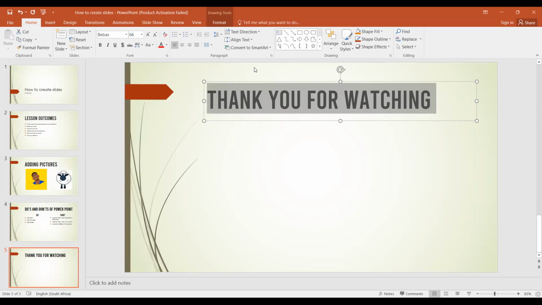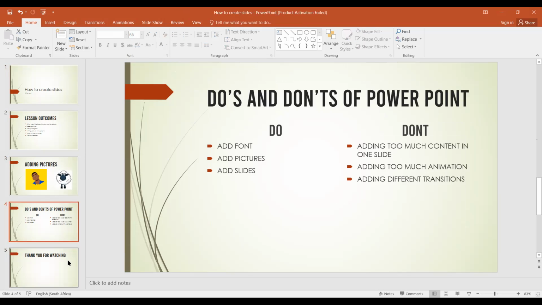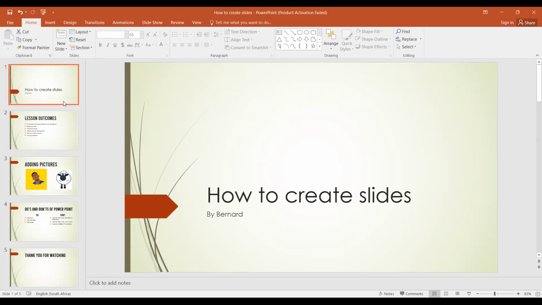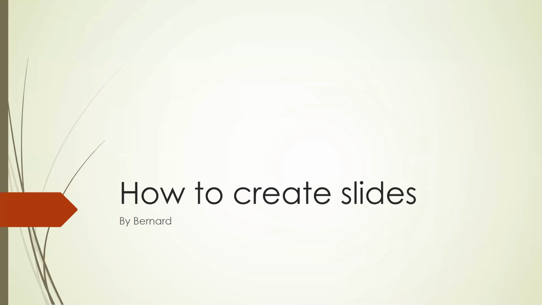So as you can see on the left hand side, I have 5 slides. Slide number 1, number 2, number 3, number 4, and number 5. So before I do anything, these slides have to be viewed bigger. But in order for them to be viewed bigger, I go to the slideshow tab and I click. So it gives me options from beginning or current slide. So I like to begin from the beginning.